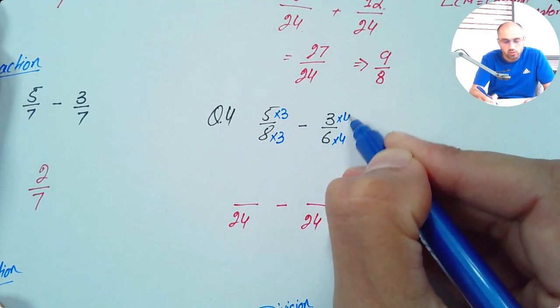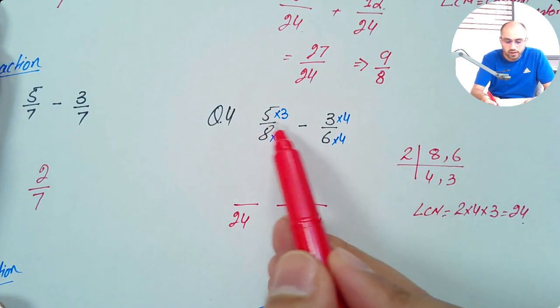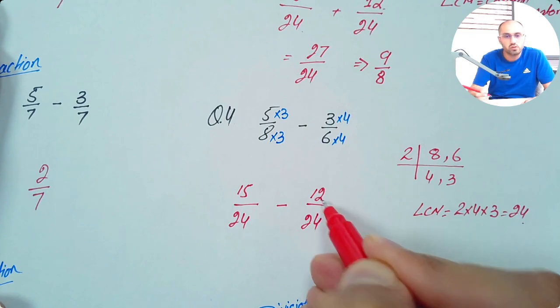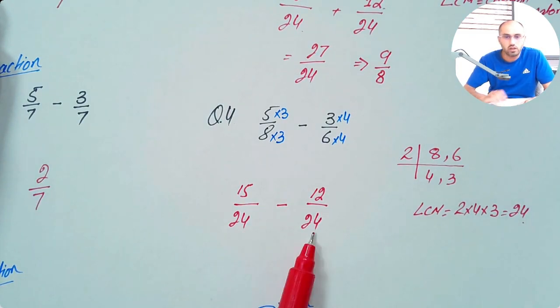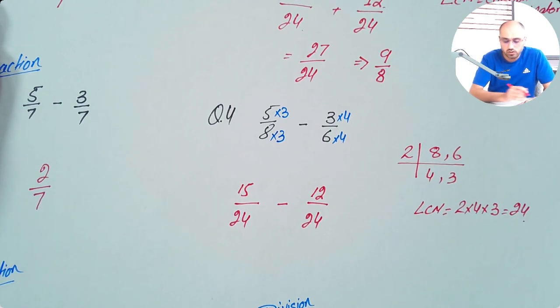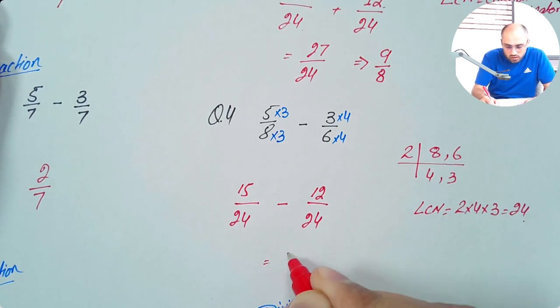I'll do the same thing to the numerator. Now you can multiply 5 with 3. That gives you 15. You can multiply 3 with 4 and that gives you 12. Go ahead, because now you have got the same denominator for the two fractions. If you subtract the numerators, you'll end up with 3 over 24.